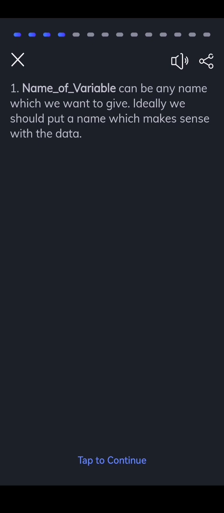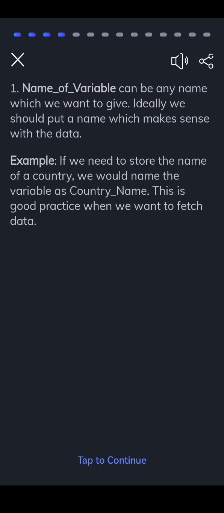1. Name_of_variable can be any name which we want to give. Ideally, we should put a name which makes sense with the data. Example, if we need to store the name of a country, we would name the variable as country_name. This is good practice when we want to fetch data.